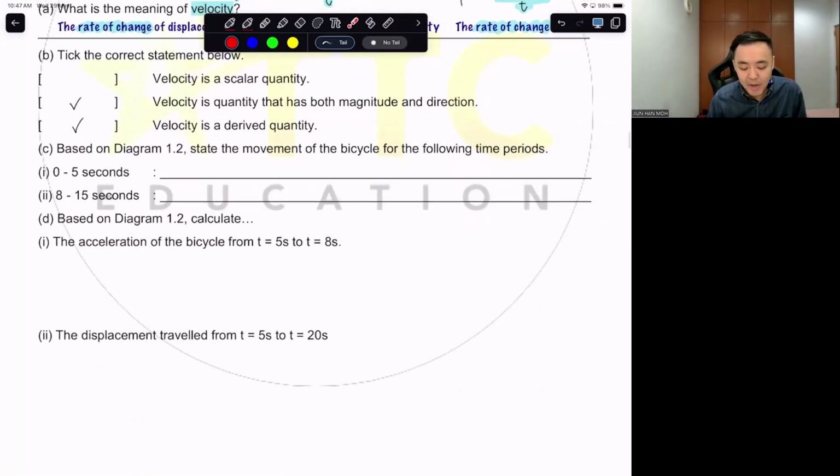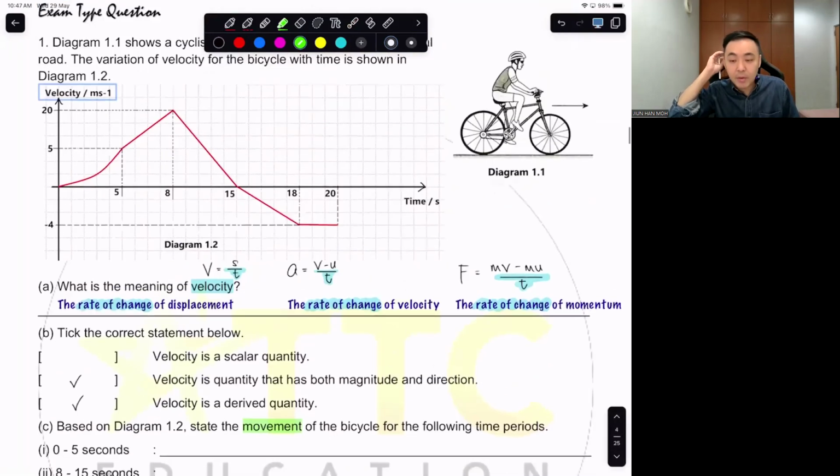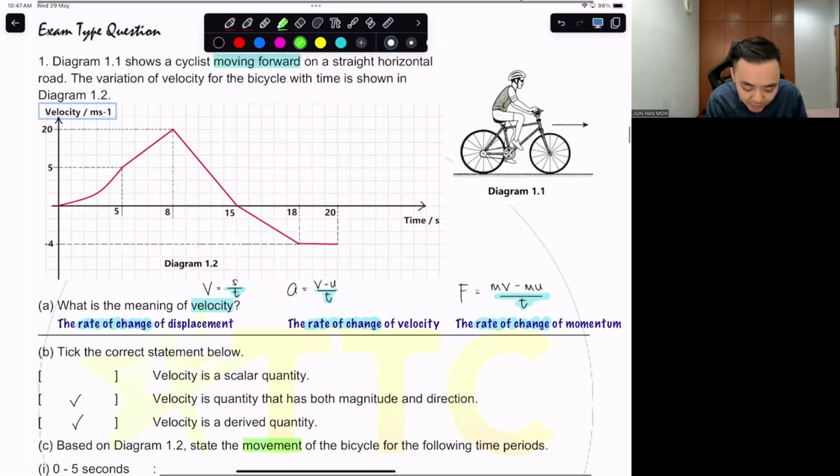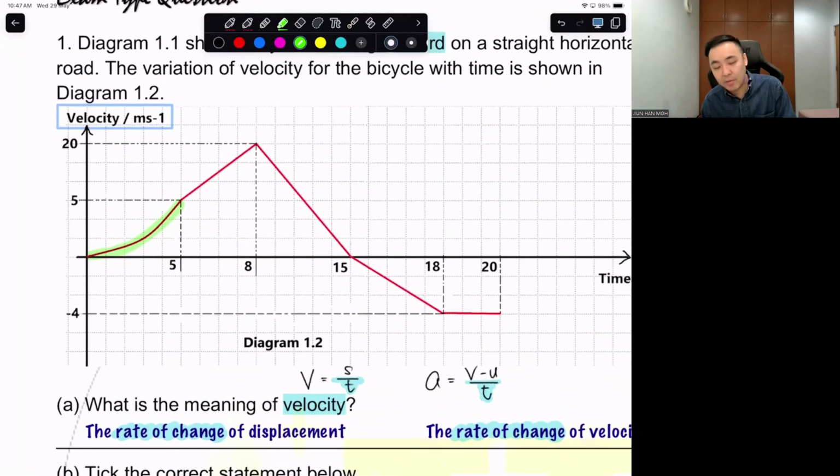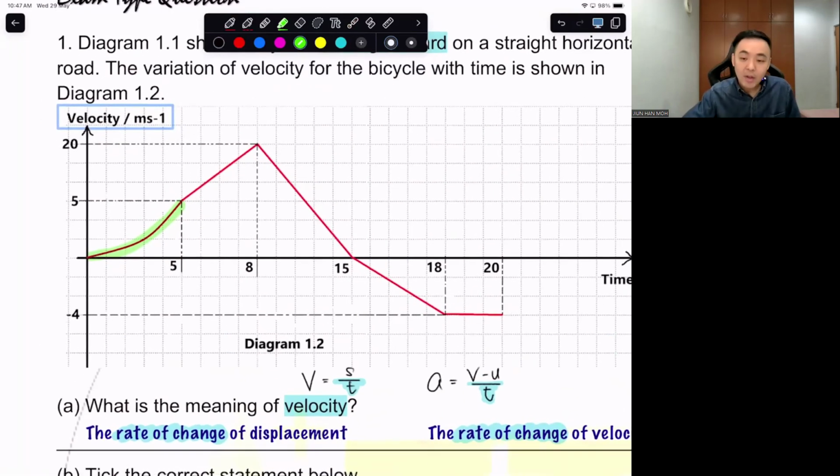Next one, based on 1.2, state the movement of the bicycle. Now you have to describe it. I said already, every time we state movement, we ask ourselves 3 questions. First, the 0 to 5 is over here. Question number 1: are you moving or not? The green color part, 0 to 5. Moving? Yes. Good.